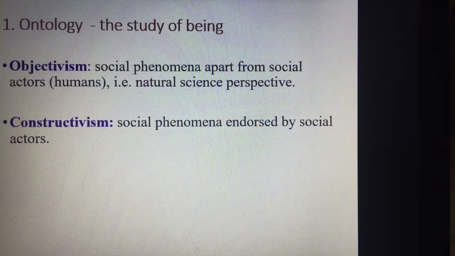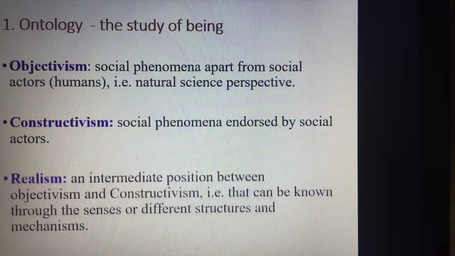The other one is constructivism, which is social phenomena but endorsed by social actors. And that's the difference between objectivism and constructivism. The third, in between, is realism, which is an intermediate position between objectivism and constructivism, which means that reality can be known through the senses or different structures and mechanisms. So that is really one huge, massive study of being in research methodologies.